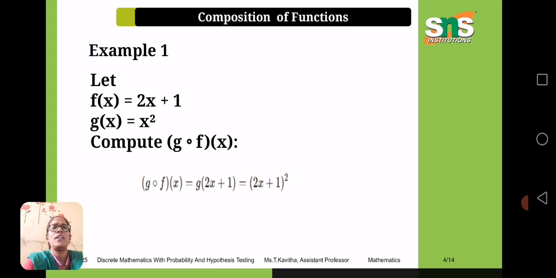Let f(x) = 2x + 1 and g(x) = x². Now we can calculate (g ∘ f)(x). We first find f(x), therefore g(f(x)). Here the f(x) value is 2x + 1, therefore g(2x + 1). g(x) is x squared. Now we can find g(2x + 1). The result is (2x + 1) the whole squared. This is the first example.